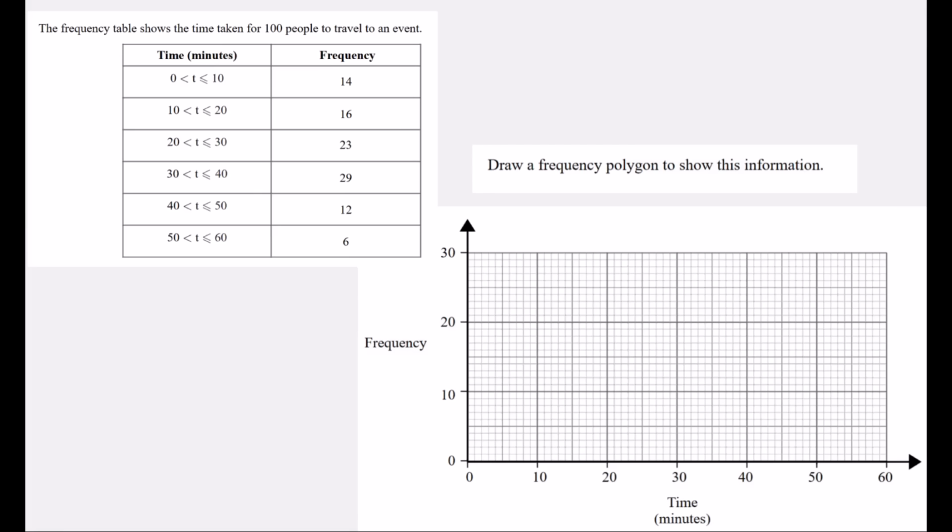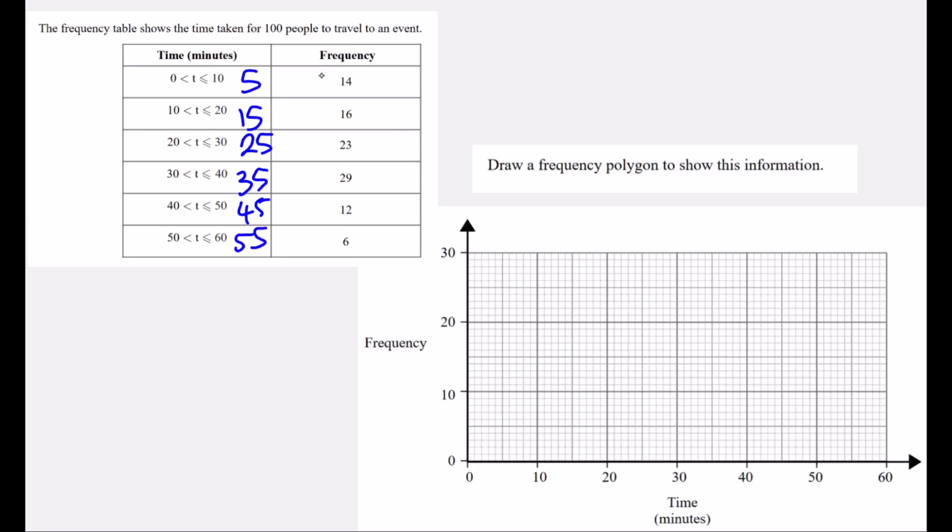Question 20. The frequency table shows the time taken for 100 people to travel to an event. Draw a frequency polygon to show this information. When we have a frequency polygon, we're plotting the midpoint against the frequency. So halfway between 0 and 10 is 5. 10 and 20, the midpoint is 15. Then we've got 25, 35, 45, and 55.